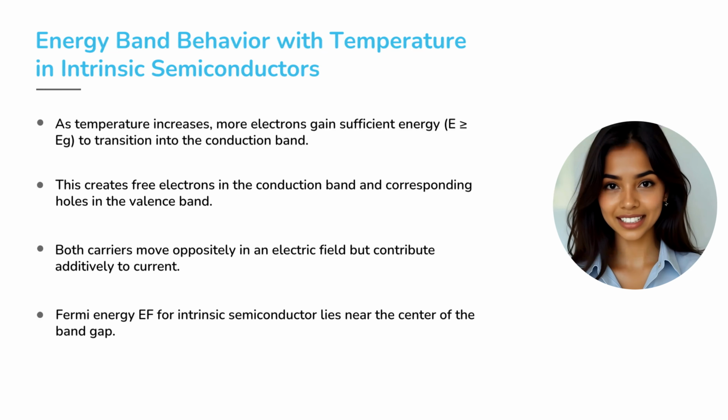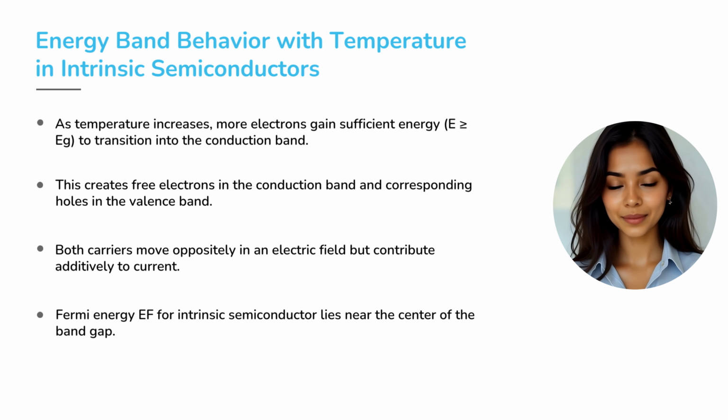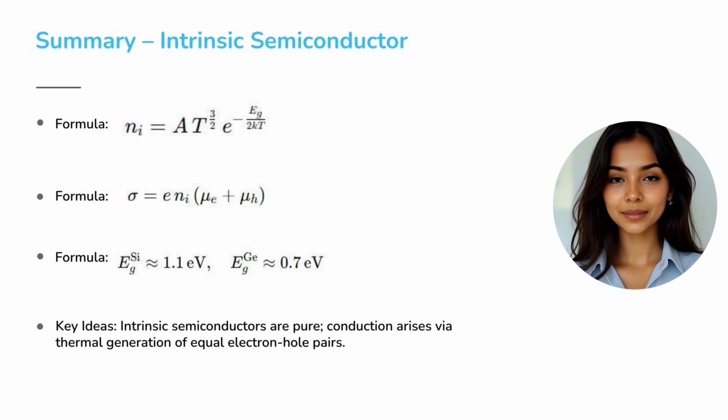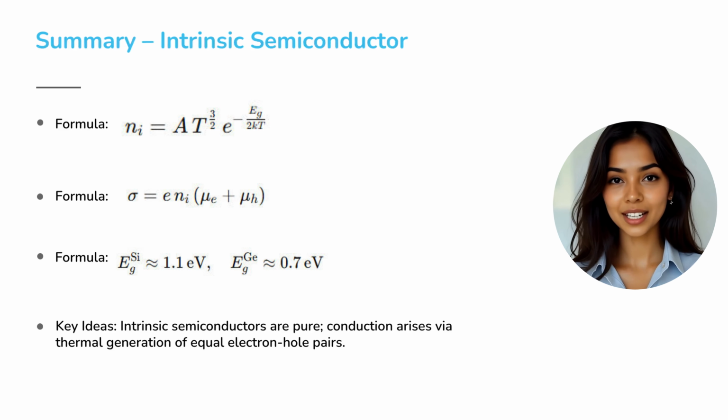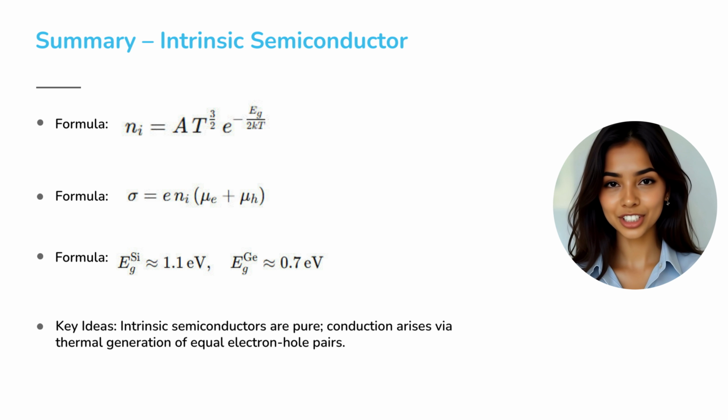Finally, let's summarize everything we've learned so far. Time for a quick review. First, we learned that in an intrinsic semiconductor, the number of electrons is equal to the number of holes, and both contribute equally to conduction. The carrier concentration n sub i increases quickly with temperature and is given by n sub i equals capital A times T to the power 3 by 2 times e raised to the power negative E sub g divided by 2kT, where E sub g is the band gap energy, T is temperature, and k is Boltzmann constant.